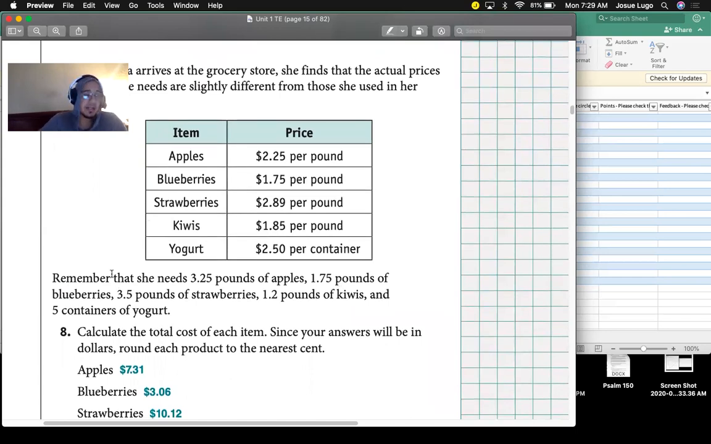We remember, I guess we were dealing with Amanda before, and some of the problems that we're not doing right now, that she needs 3.25 pounds of apples. All right. She needs 1.75 pounds of blueberries, 3.5 pounds of strawberries, and 1.2 pounds of kiwis, and 5 containers of yogurt.